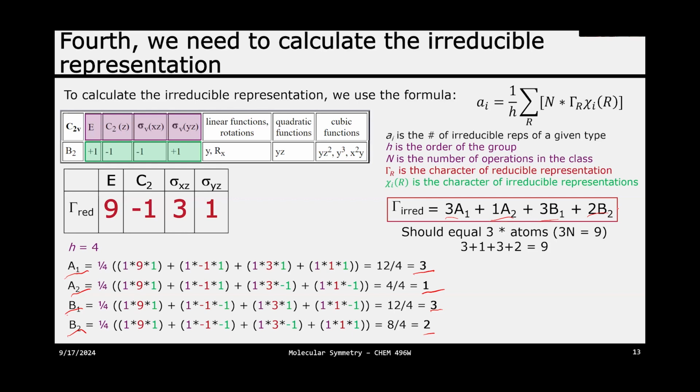So if you thought it was 2 for the previous one, here you would have been like, oh, I got 8, something went wrong. So try to take a break when you're doing your pre-lab to look at this and check if you have 3n once you get your irreducible representations.